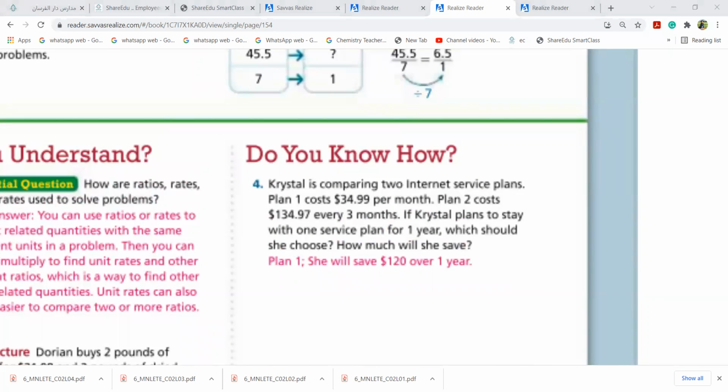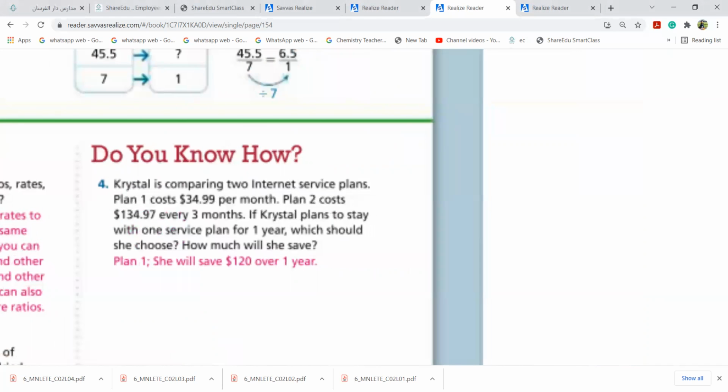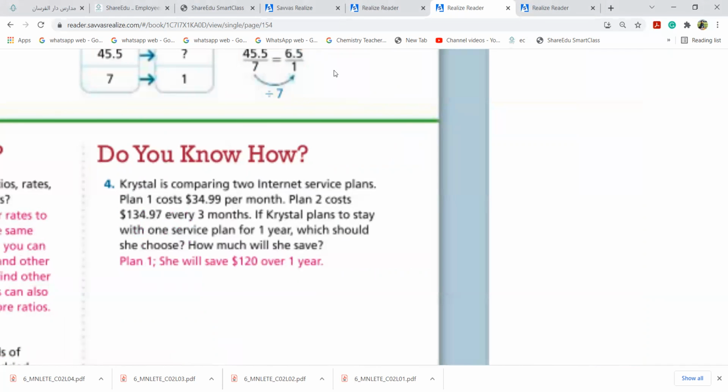We are not doing this one. I don't want to write stories. That's just the theory part. Crystal is comparing two internet service plans. This is plan 1. Number 4. In plan 1, what is it? It costs 34.99 for 1 month. Now this is plan 2.